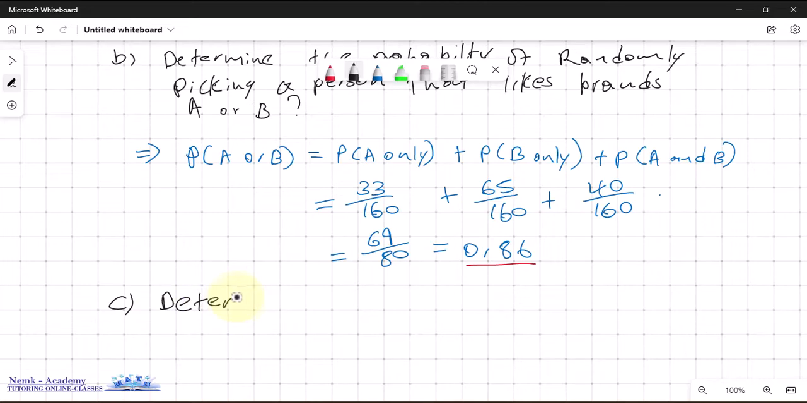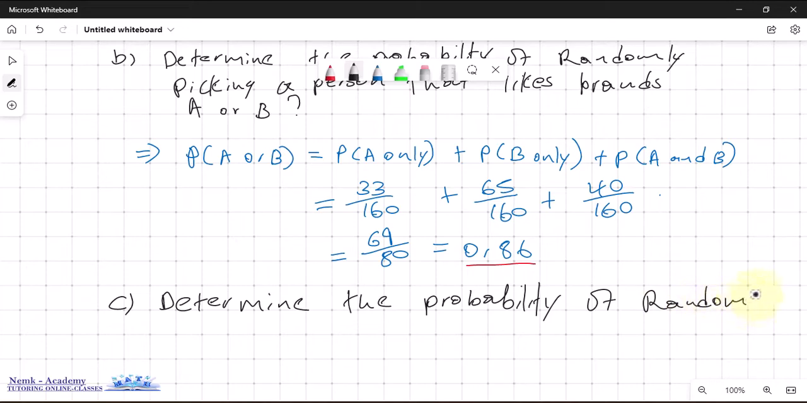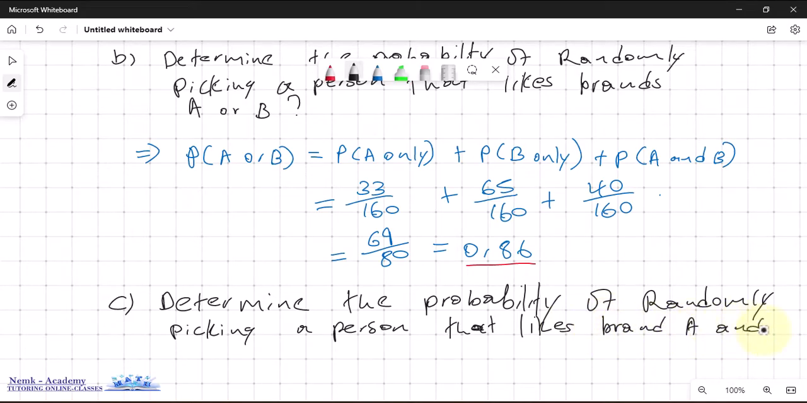Determine the probability of randomly picking a person that likes friend A and does not like friend B.